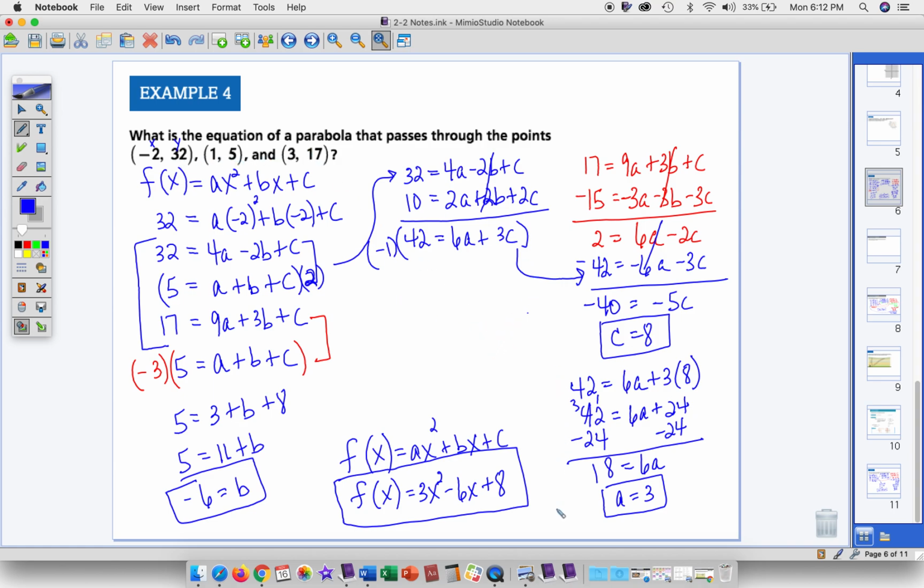Quite a bit of work here, right? So you need to be very organized with your work. Be very careful when you're distributing. Okay, a lot of chance for error here.